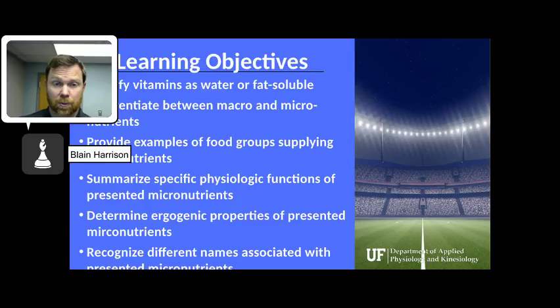By the end of this module, you will be able to classify a vitamin as either water-soluble or fat-soluble, differentiate between macronutrients and micronutrients, provide examples of food groups supplying micronutrients, summarize specific physiologic functions of the micronutrients presented in this module, determine the ergogenic properties of the micronutrients presented in this module, and recognize the different names associated with the micronutrients presented in this module.